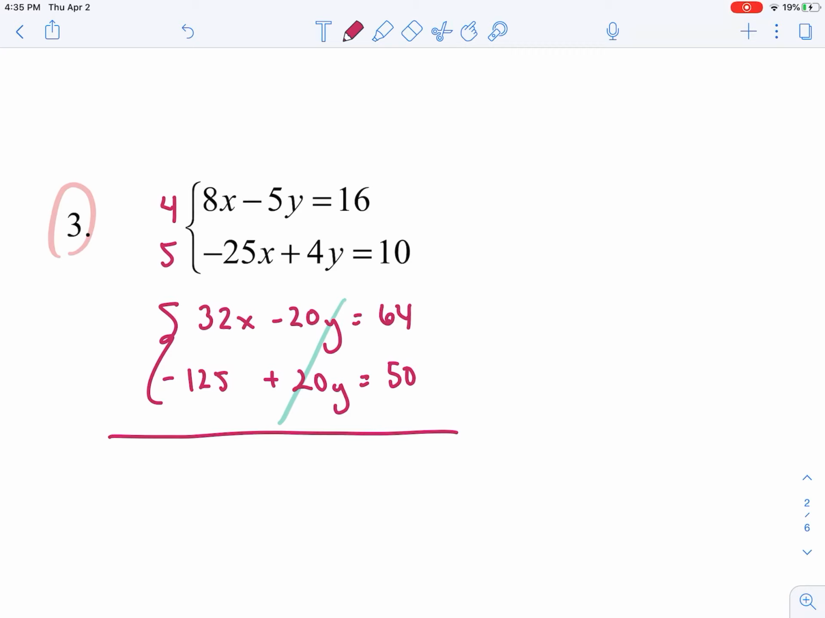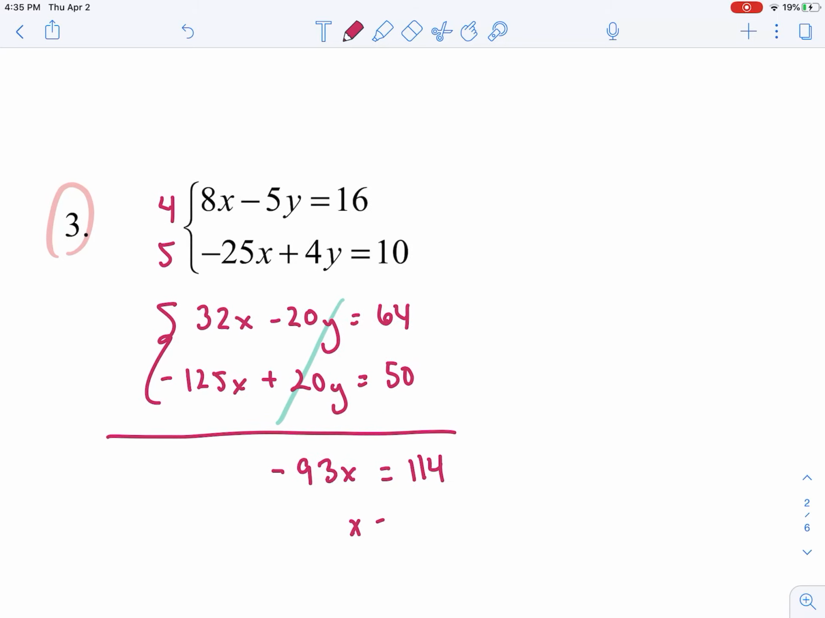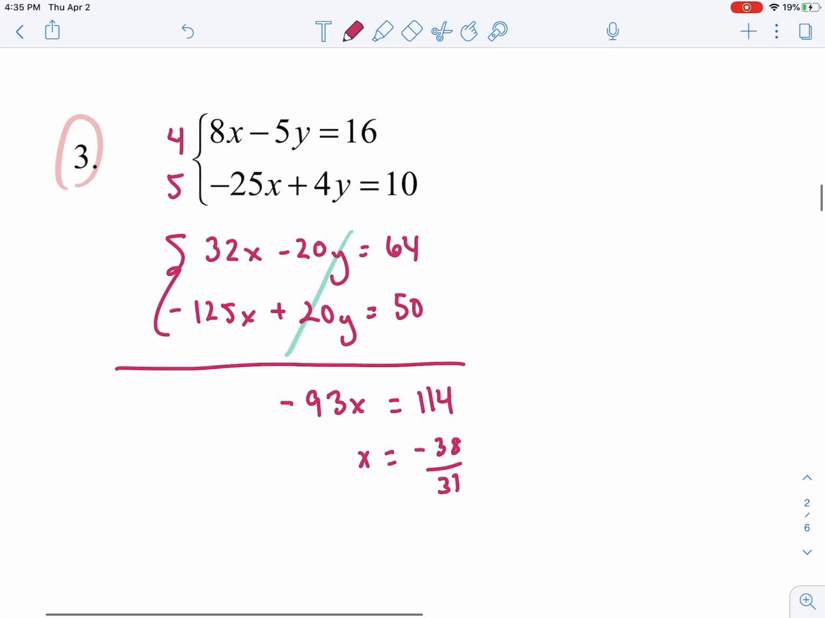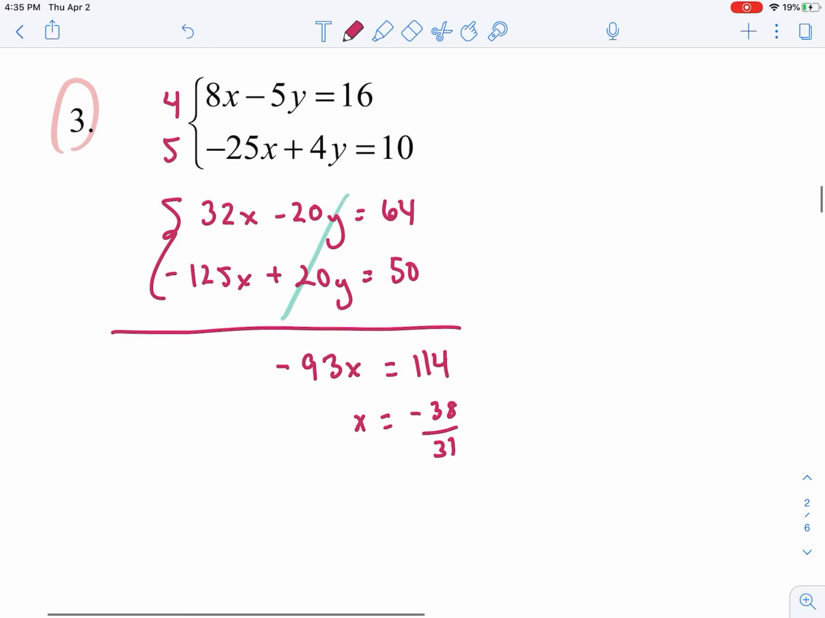Let's see. I get negative 93x. And I'll get x equals 114 divided by negative 93. I'm going to make my calculator go ahead and simplify for me. Negative 38/31. That is just a wonderful answer, isn't it?